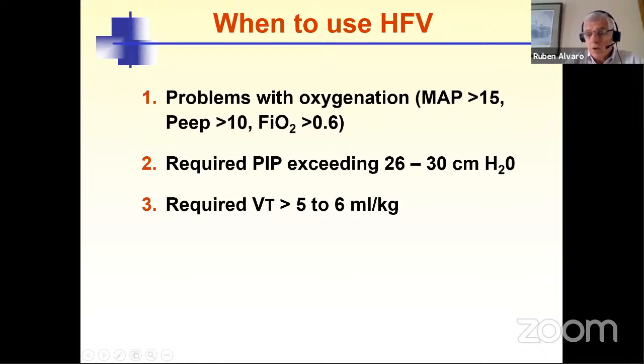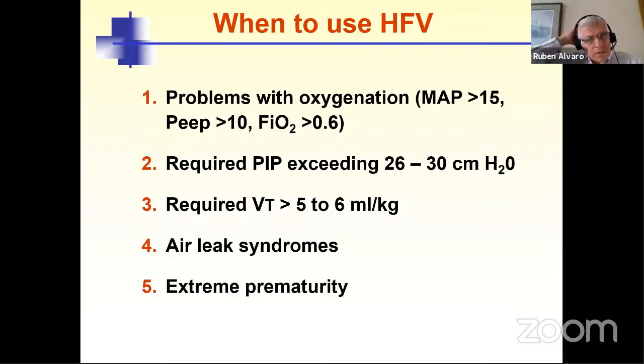Every time you require a volume of more than 5 to 6 mL/kg to maintain normal CO2 levels, you should also consider switching from conventional to oscillation, or to high frequency. Every time you have an air leak syndrome, you should also consider using high frequency ventilation. In extreme premature babies, again, although this is controversial, I would say every time you have an extreme preemie with more than mild Hallermann disease, you should consider switching to high frequency ventilation.